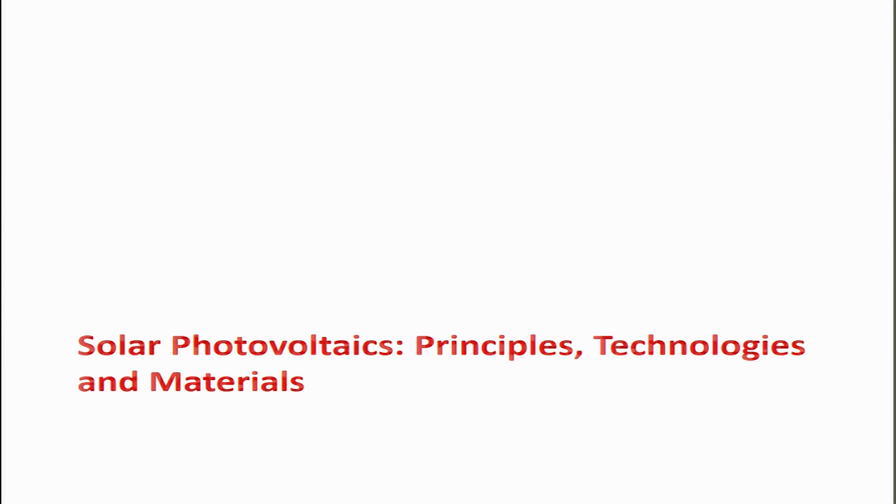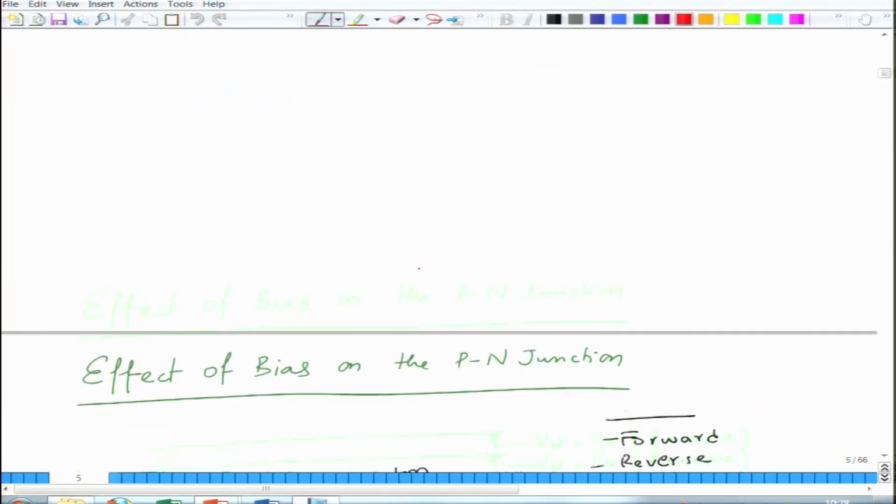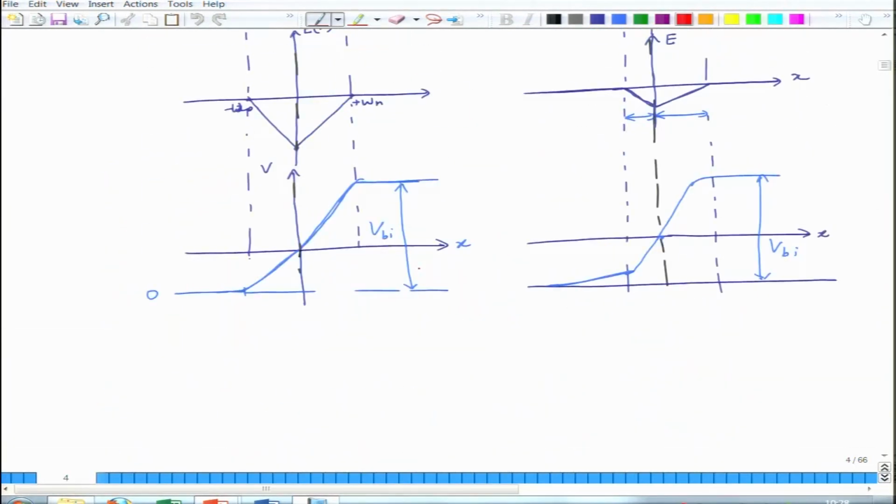So we'll just do a brief recap of last lecture. Let me just go back to last lecture, what we did in that lecture. In the last lecture we looked at the effect of bias on the p-n junction, and we also looked at properties.